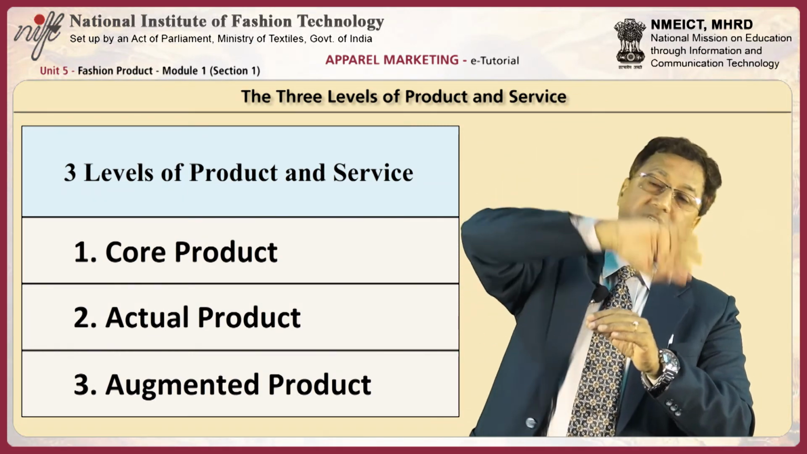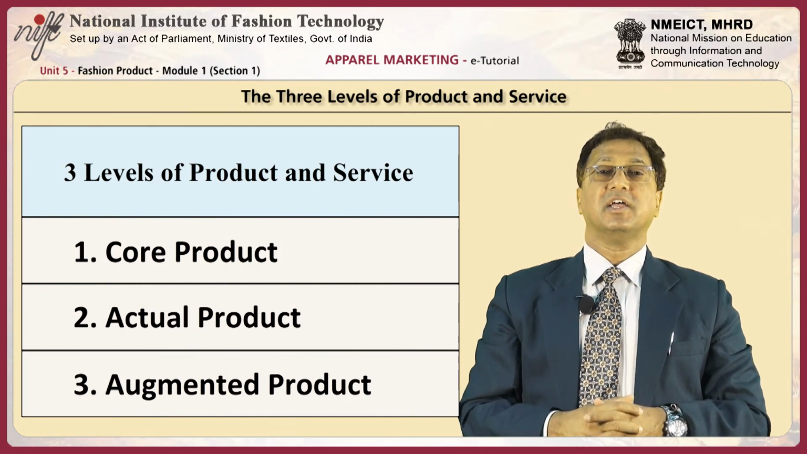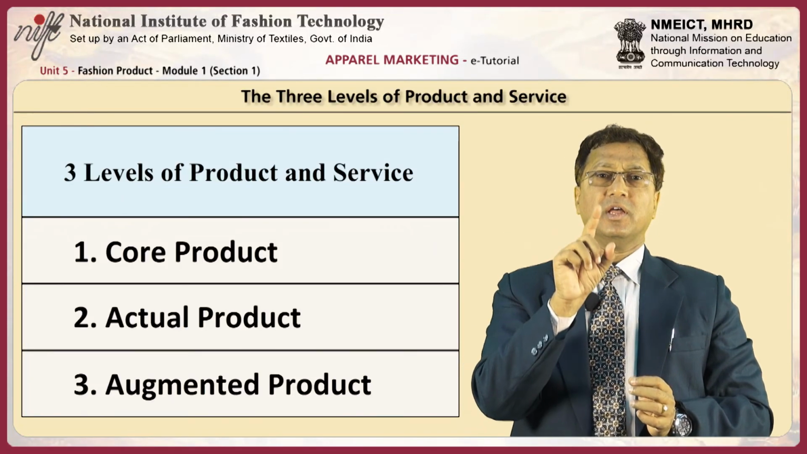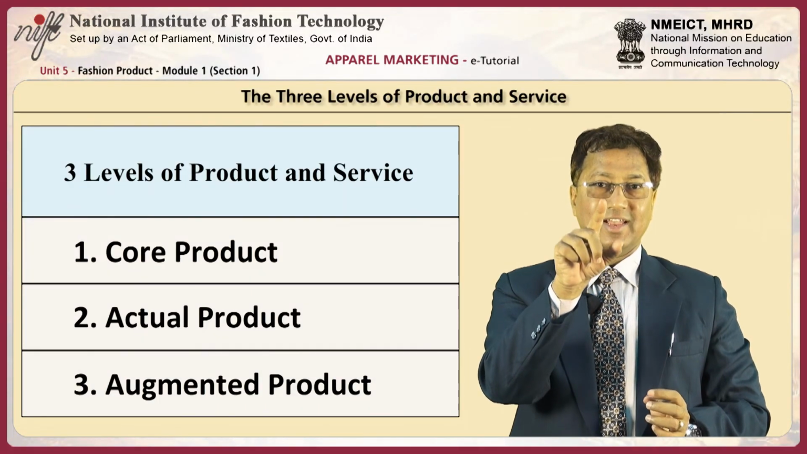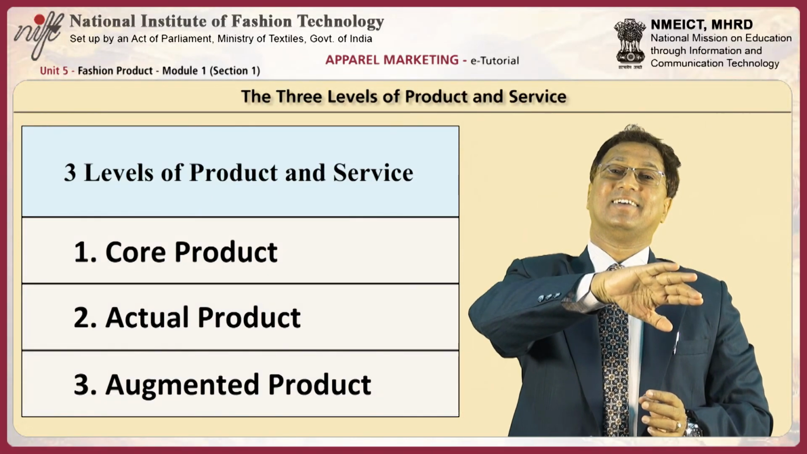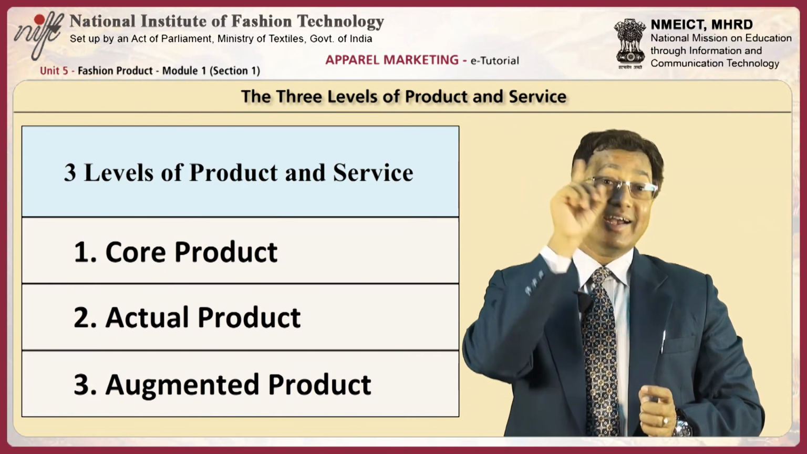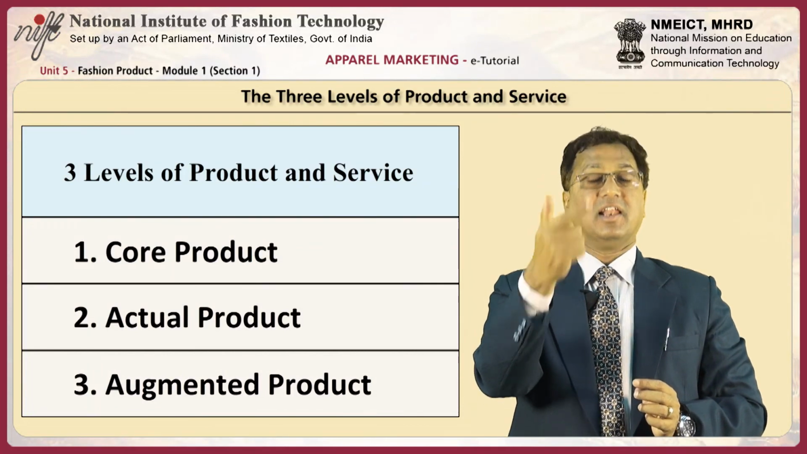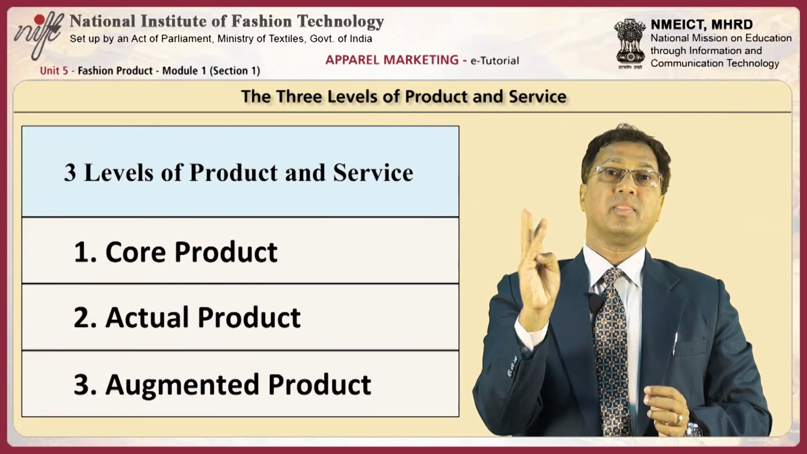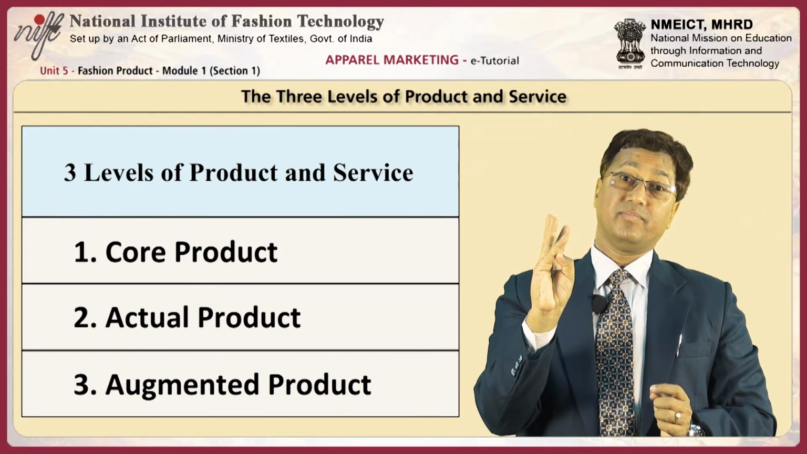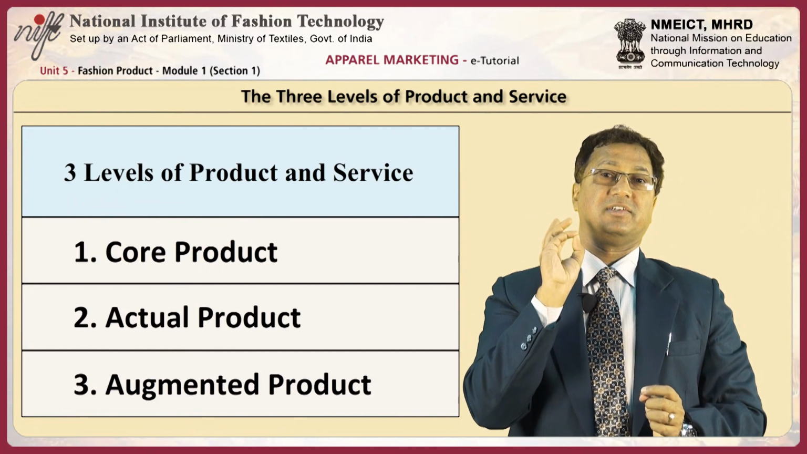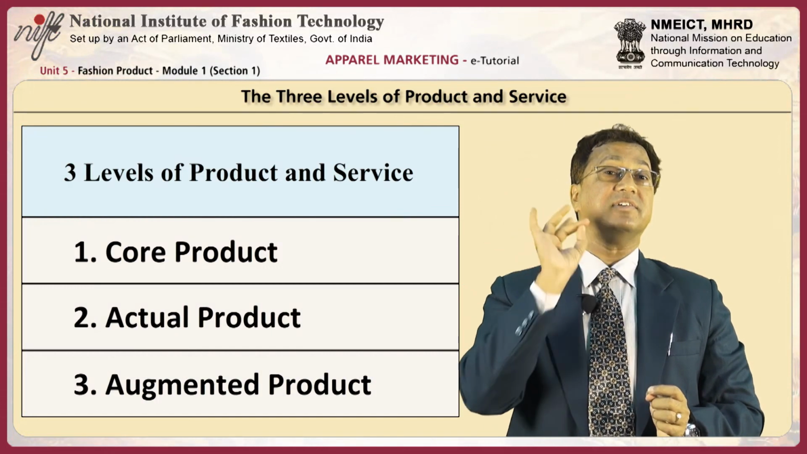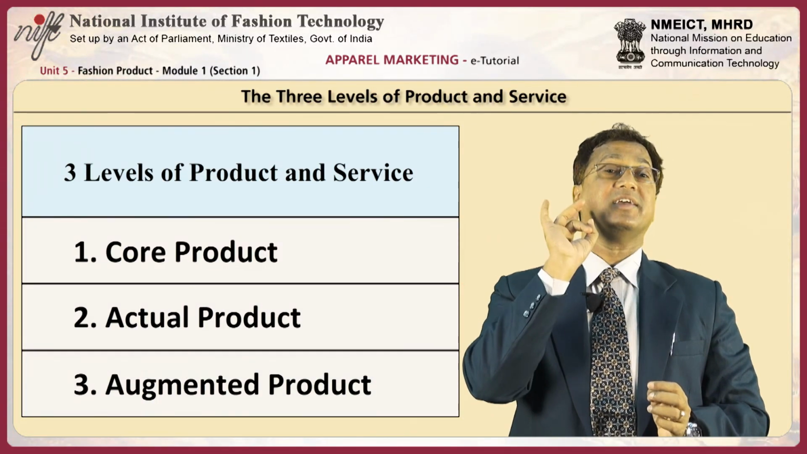Now comes the outer, that is called the augmented product. It is how the product value is enhanced by giving additional facilities or services like warranty or guarantee, alterations, installation, after sale service, door delivery, etc.